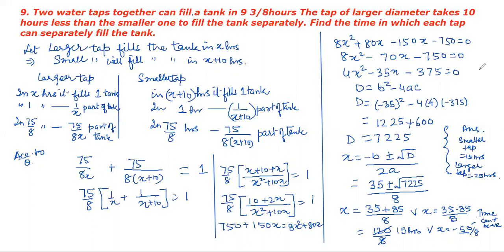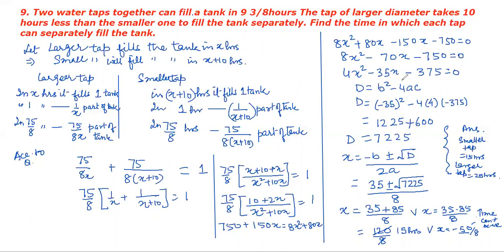To reduce the calculation, bring it into the simplest form. See if the whole equation is divisible by some number. Then you must divide it by that. So the whole equation is divisible by 2. So I divide the whole equation by 2 here. And I got a very simplified equation, that is 4x square minus 35x minus 375 is equal to 0.